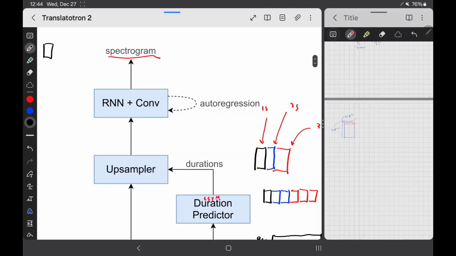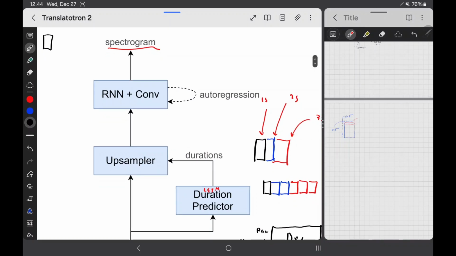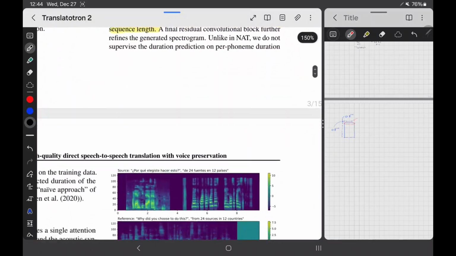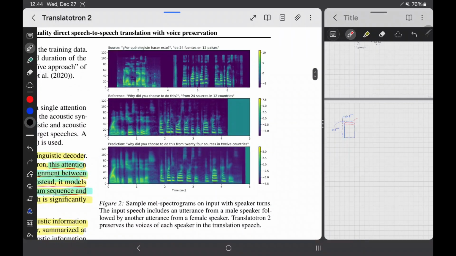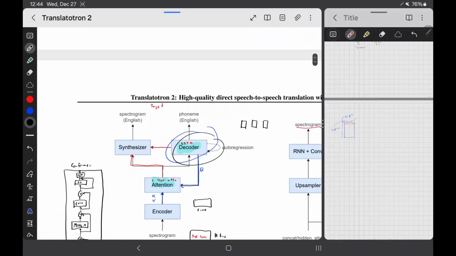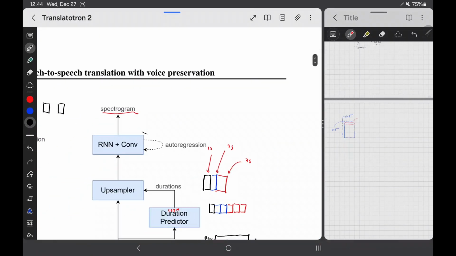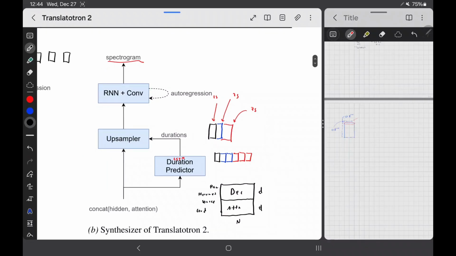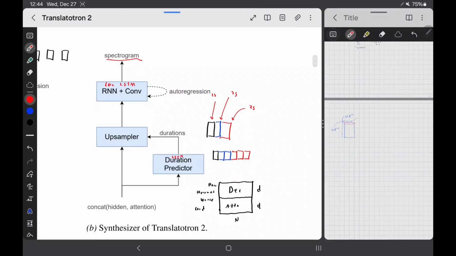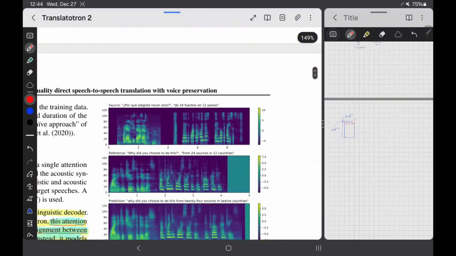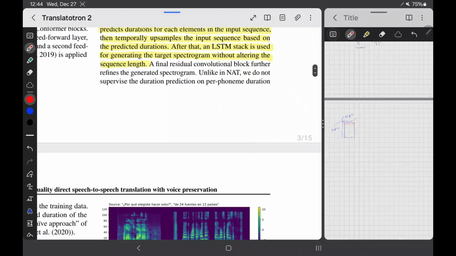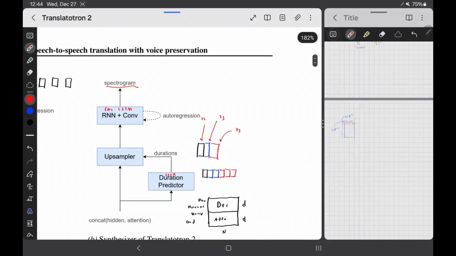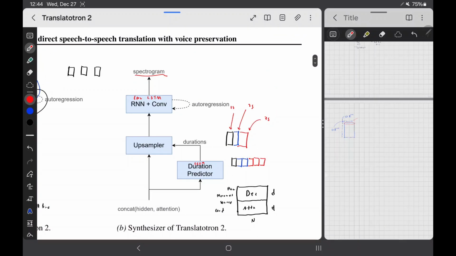And then you send this through an RNN, a convolutional RNN, and you autoregressively produce the output spectrogram. So some spectrogram here. And then you just predict the English spectrogram using this part of the synthesizer. So you basically give it the repeated phonemes, and it decodes those phonemes into a spectrogram using an RNN. I think it's just a convolutional LSTM, and you just autoregressively do that. And that'll give you your spectrogram. I think they do this using a regression task because they have an L2 loss.